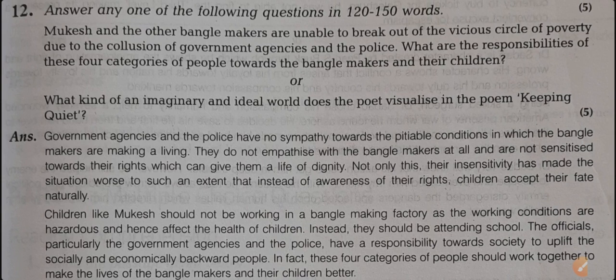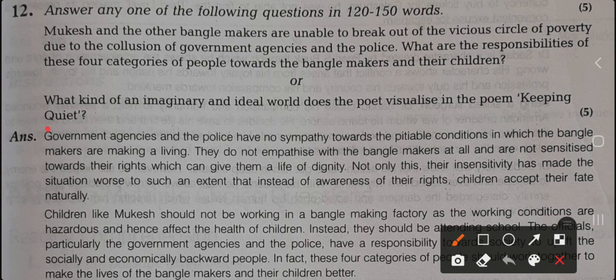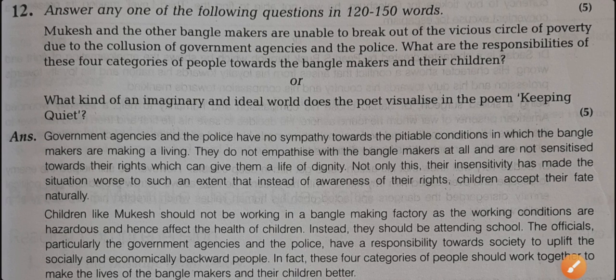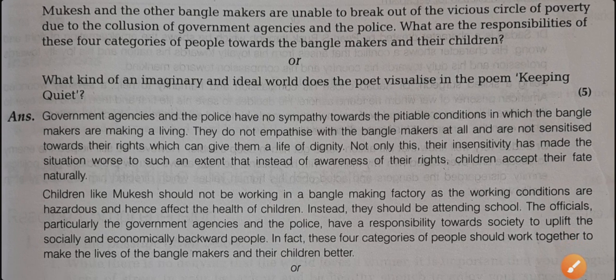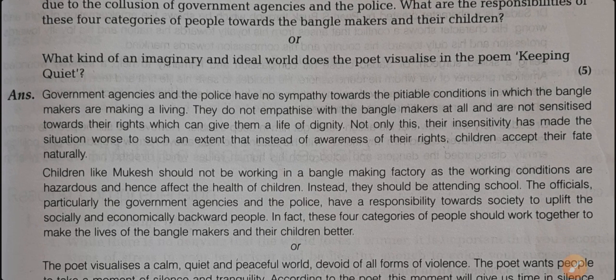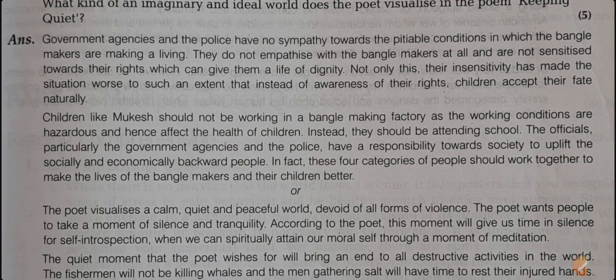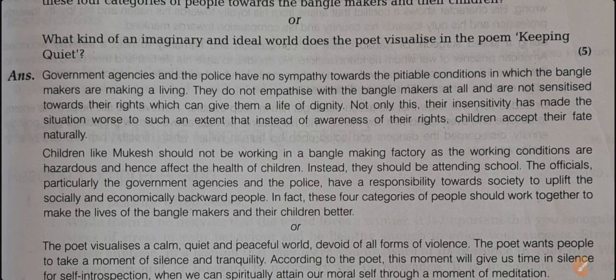How has this question been answered? First, we have analyzed the statement, and in the first paragraph, we have just discussed the statement, and then in the second paragraph, we have discussed the question. All right. Now, the second question is, what kind of an imaginary and ideal world does the poet visualize in the poem Keeping Quiet? So, you remember the poem Keeping Quiet by Pablo Neruda, children?